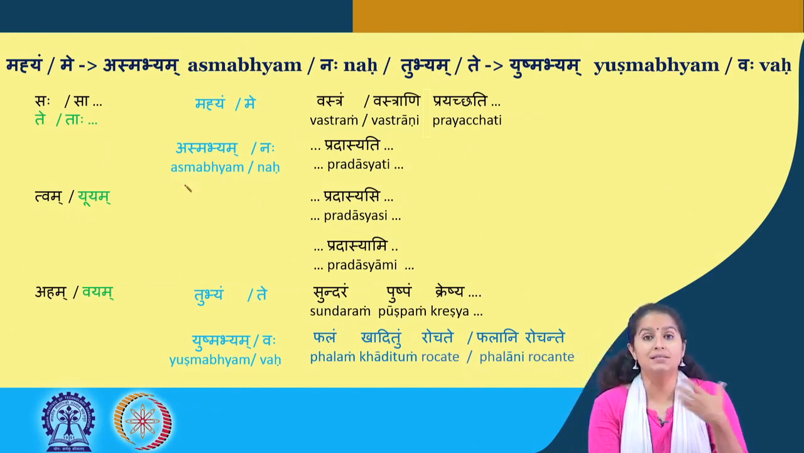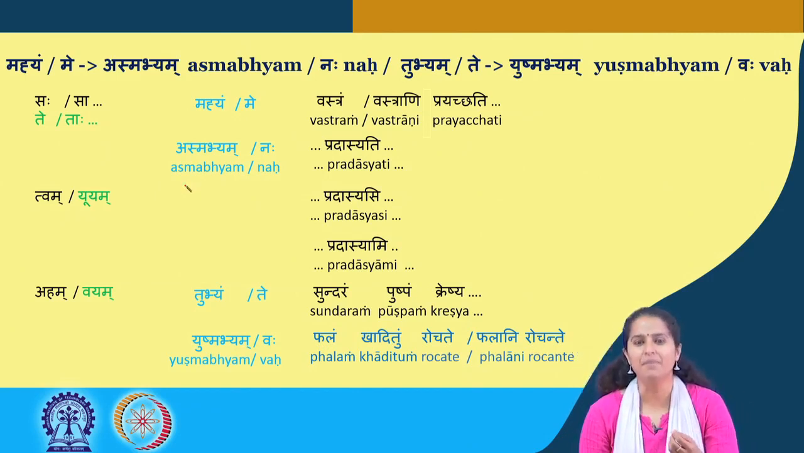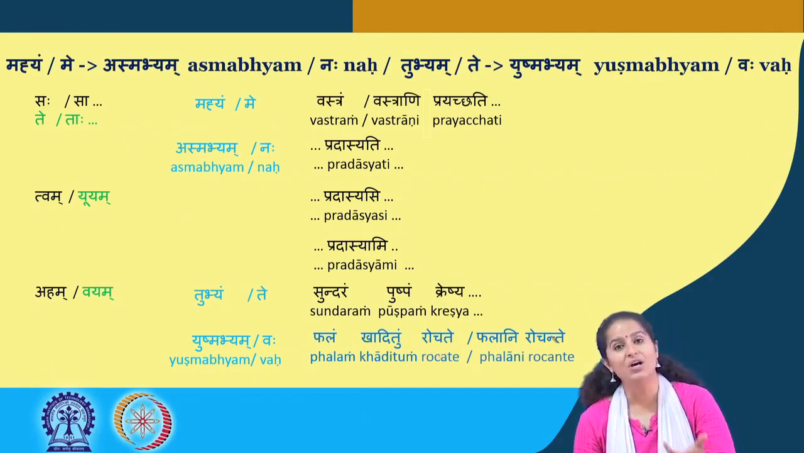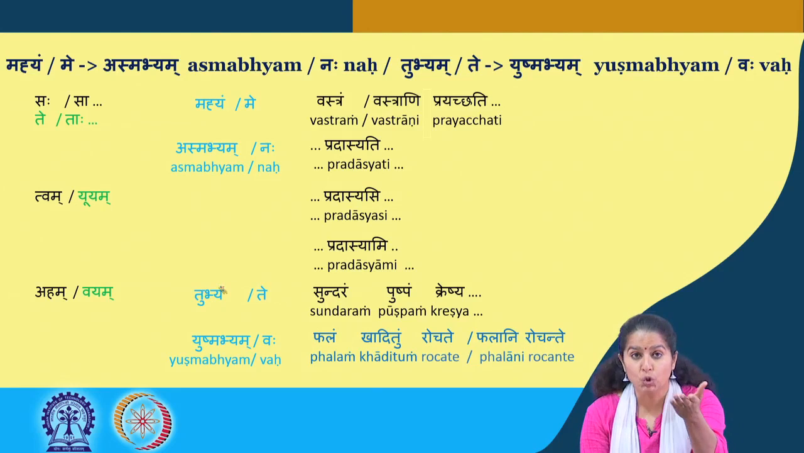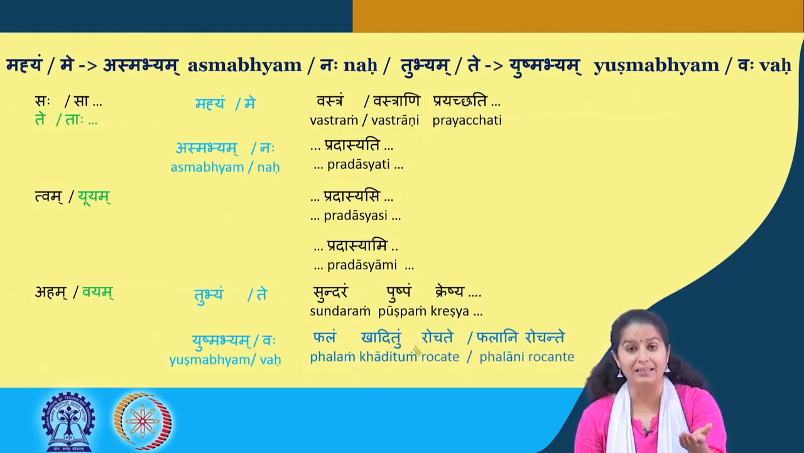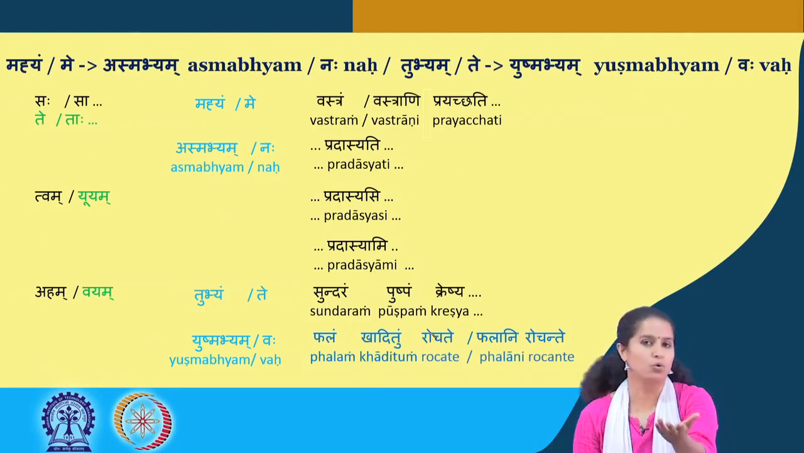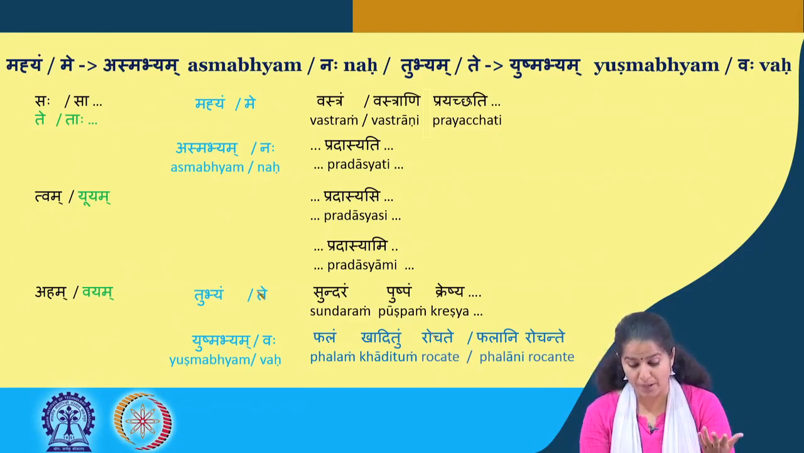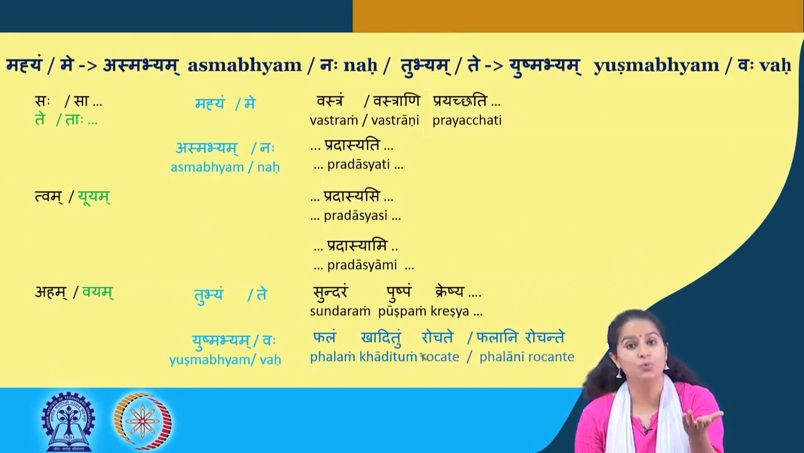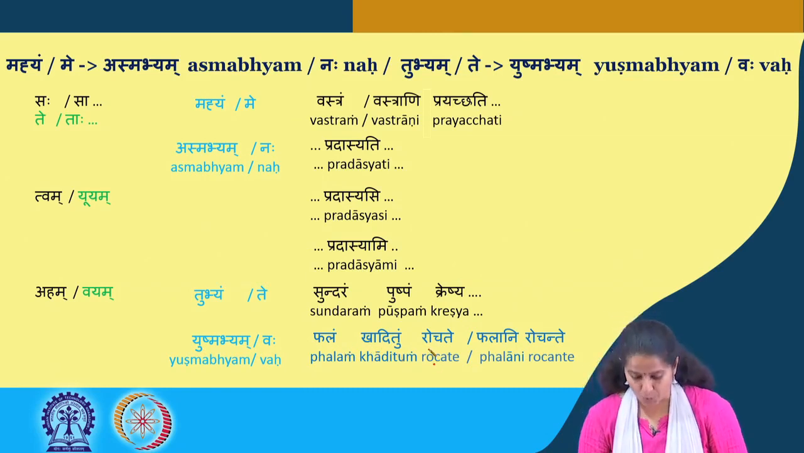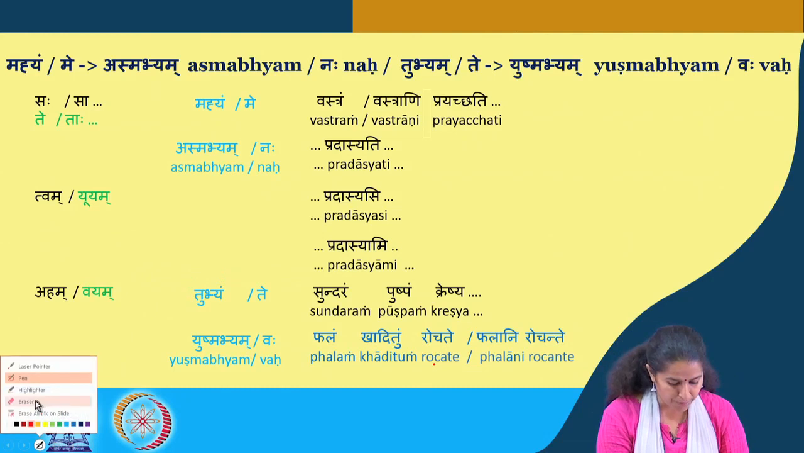Plural, asmabhyam phalam khaditum rochate, or phalani rochante. Next, tubhyam phalam khaditum rochate, or rochate. I can either make it a question or a simple sentence. And tubhyam or yushmabhyam phalam khaditum rochate. Okay, so that is what we have here for the fourth.